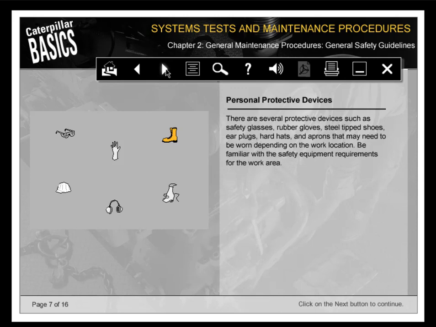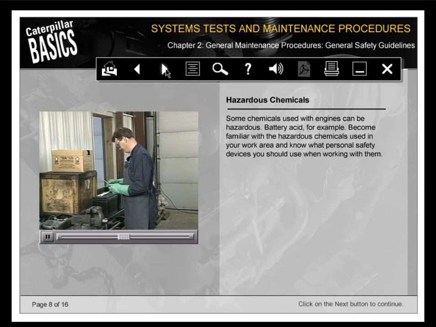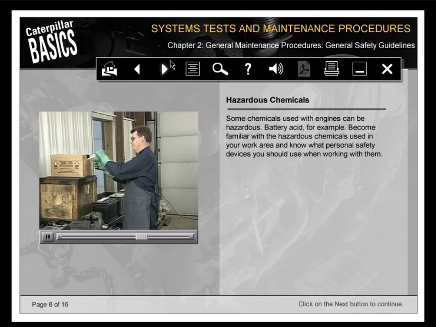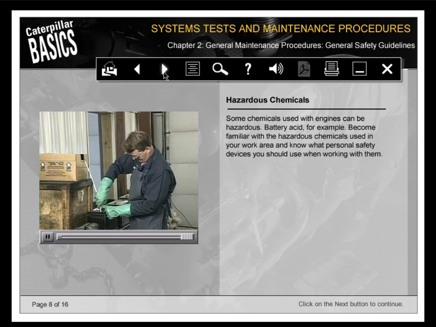There are several protective devices such as safety glasses, rubber gloves, steel-tipped shoes, earplugs, hard hats, and aprons that may need to be worn depending on the work location. Be familiar with the safety equipment requirements for the work area. Some chemicals used with engines can be hazardous. Battery acid, for example. Become familiar with the hazardous chemicals used in your work area and know what personal safety devices you should use when working with them.